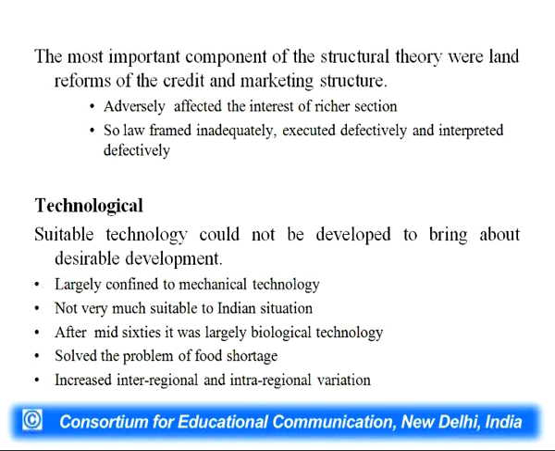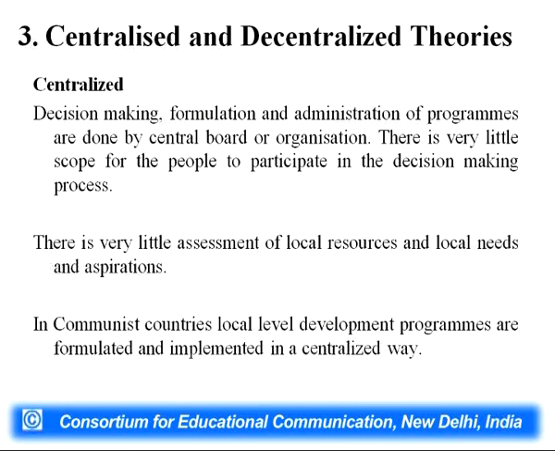But in a country like India, we have high population growth and unemployed people. So, the question was asked about the high rate of mechanization in our country. It is not very suitable to the Indian situation, taking into consideration the large unemployment that exists in our society, and that is why many people argued for selective mechanization in our country. After the mid-60s, it was largely biological technology and the green revolution that were achieved, and they solved the problem of food shortage. But at the same time we recorded increased inter-regional and intra-regional variation in our rural society. Now coming to the third theory, it is known as centralized and decentralized theory.